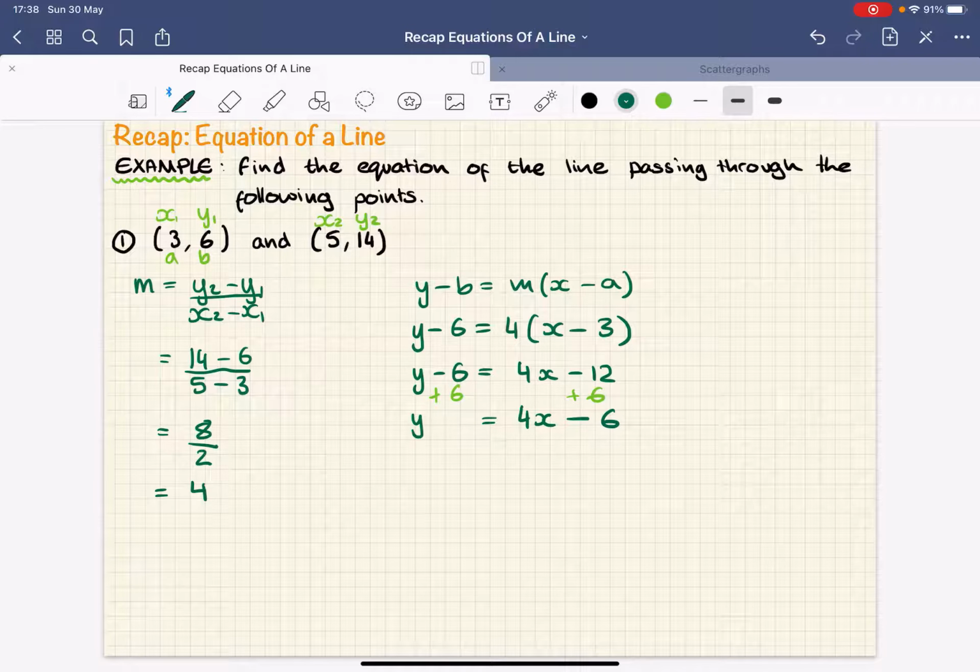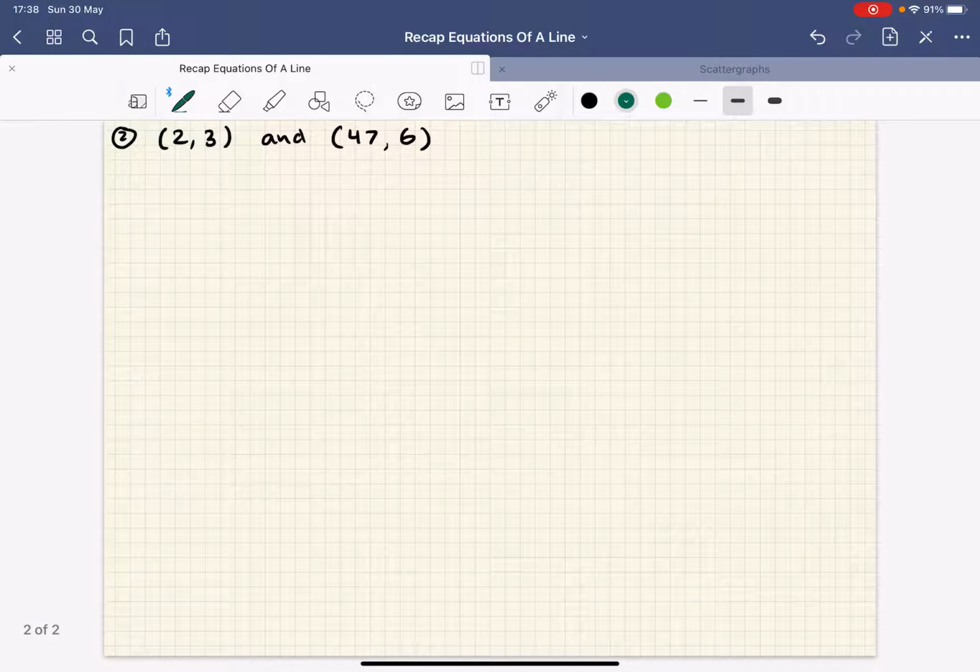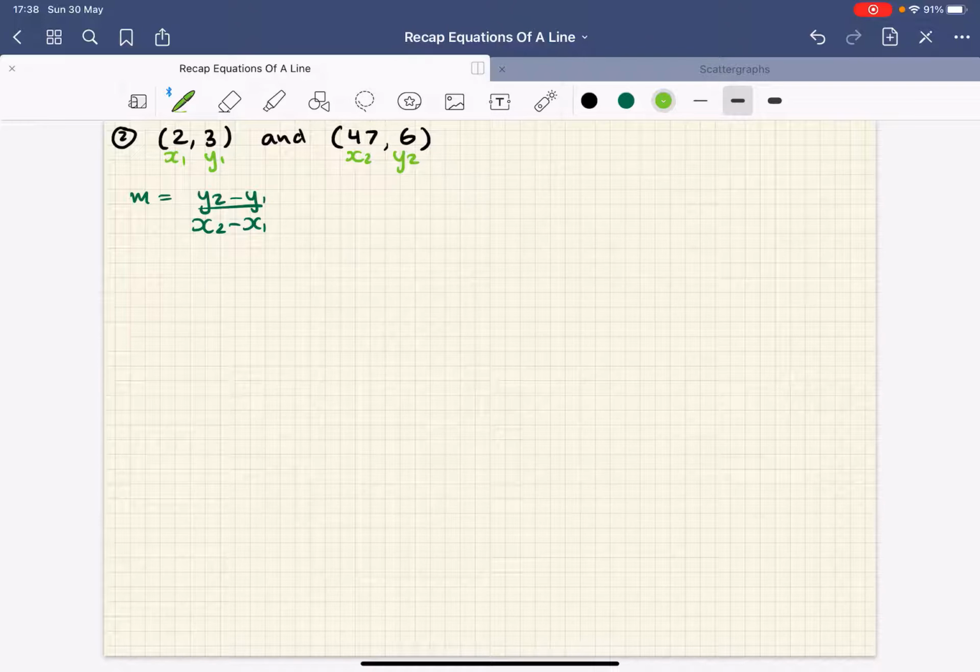Okay, so let's take a look at another example. This one, I've got 2, 3 and 47, 6. So again, I've got to use my gradient formula, m equals y2 minus y1 over x2 minus x1, and then labelling my coordinates and substituting that in. So I've now got 6 minus 3 all over 47 minus 2.